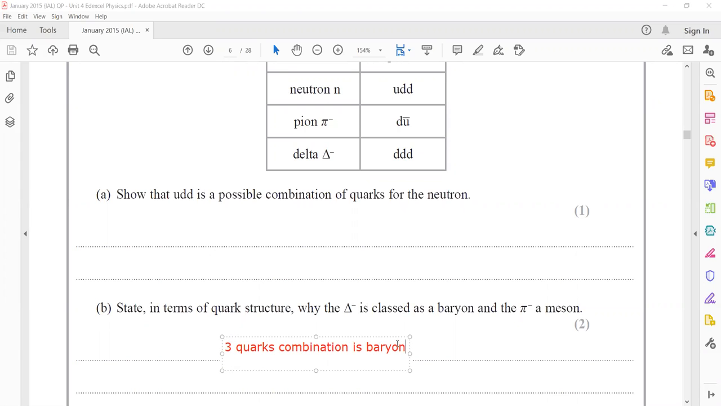Whereas a combination of quark and anti-quark, or you can mention two quarks, and in this two quark combination, the condition is that one should be a quark, another one should be an anti-quark. That refers to a meson.